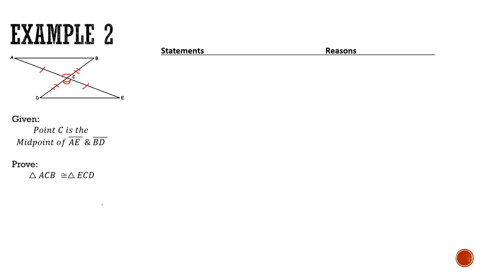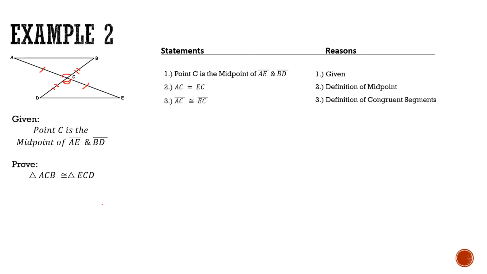So here are my statements and reasons. Point C is a midpoint. Well, how do I know that? I was told. I was given a piece of information. Based on that, I know that AC equals EC. Well, how do I know that? That's the definition of a midpoint. A midpoint separates a segment into two equal parts. Well, based on that, I know that those segments are congruent because if two segments have the same length, then they are congruent. And that's the definition of congruent segments.